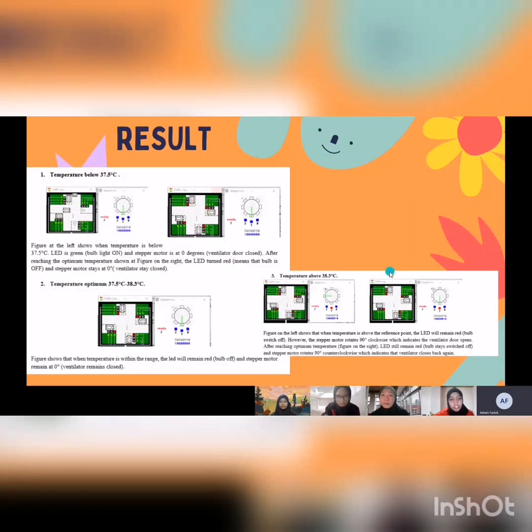Next. This is the idea of how the result will turn out. As you can see, first at below 37.5 degrees, the bulb will light up. However, the ventilator will stay closed. After the temperature is increased, the bulb will turn off and the ventilator still stays closed. If optimum, nothing will happen. In the case of above 38.3 degrees, the thing that will change is the ventilator. It will open, and after the temperature is decreased, it will close back.